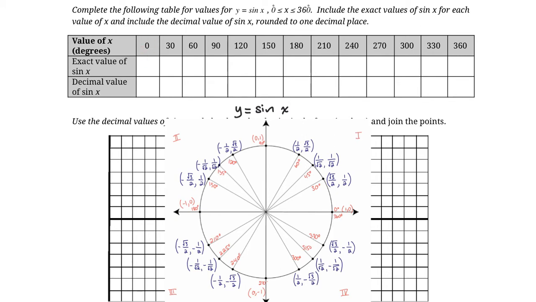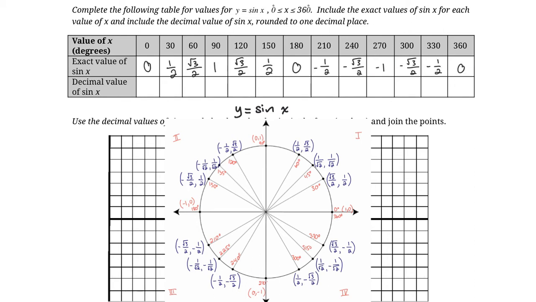At 0 degrees, so right here, the exact value for sine is 0. The sine of 30 degrees is 1 over 2. The sine of 60 degrees is root 3 over 2. And remember, on our unit circle, the sine of an angle is the y-coordinate. So the sine of 90 degrees is 1. The sine of 120 degrees is root 3 over 2. The sine of 150 degrees is 1 over 2. The sine of 180 degrees is 0. And go ahead and complete the rest of this row on your own.